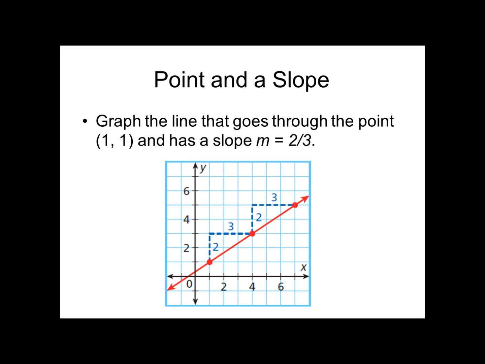So, we start by marking the point 1, 1. We apply our slope up 2, right 3, and we mark another point. And we can keep on going up 2 and right 3 and mark a couple more points if it's going to make the graphing easier.